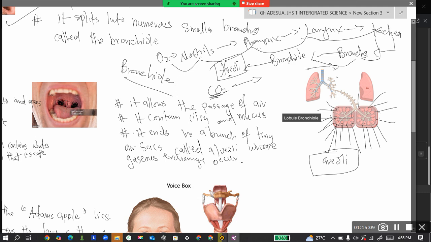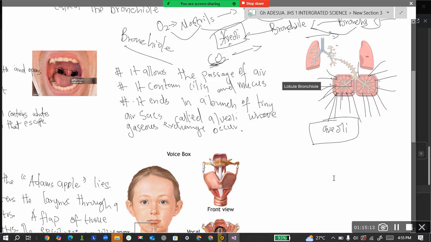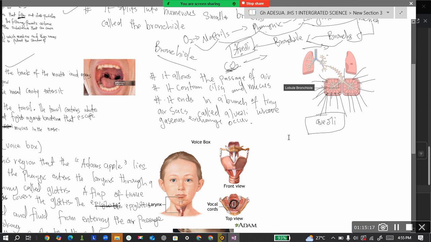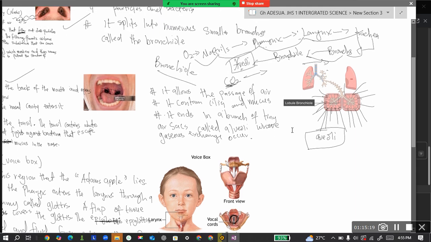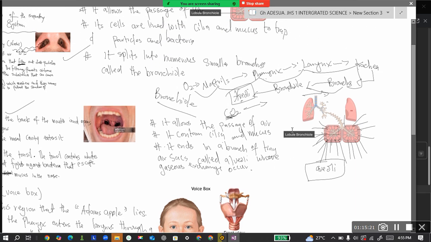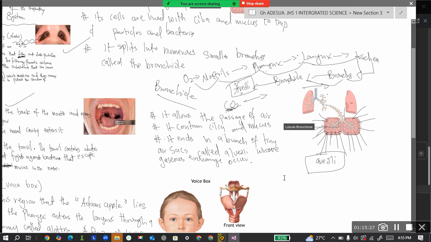Our last thing we'll look at is the alveoli, the air sacs, those things that store the air. Sir, please, is it possible that without the bronchus and then the bronchioles, you won't be able to breathe? Oh yes, because it is out of the bronchus that we get the bronchioles, and out of the bronchioles that we get the alveoli. You get it?